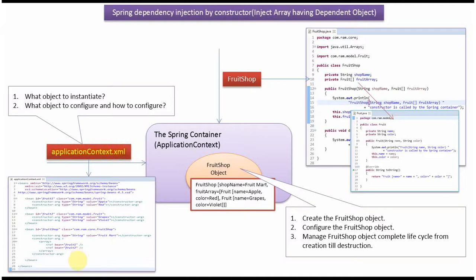In this example, we have specified, using constructor dependency injection, that the Spring container should create fruit1 object, fruit2 object, and fruitShop object. The Spring container reads this Spring configuration file, creates a fruitShop object, configures the fruitShop object and manages the complete life cycle of the fruitShop object.